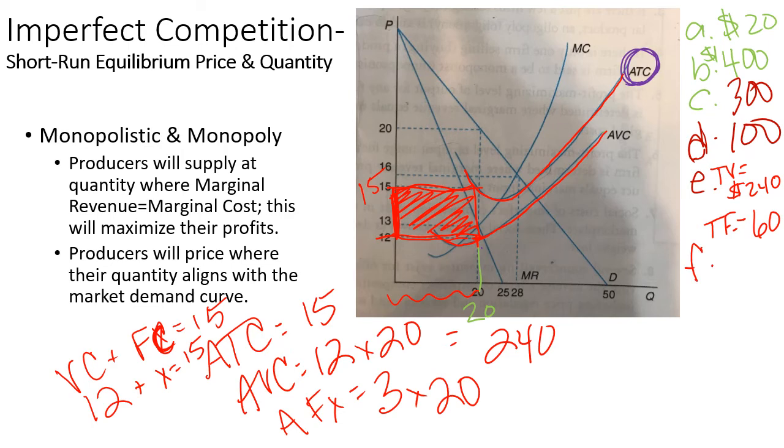Okay, F, now assume the marginal cost curve represents market supply for a perfectly competitive market. What would the equilibrium price and quantity be for perfect competition? So let's erase all this again to get us some space here.